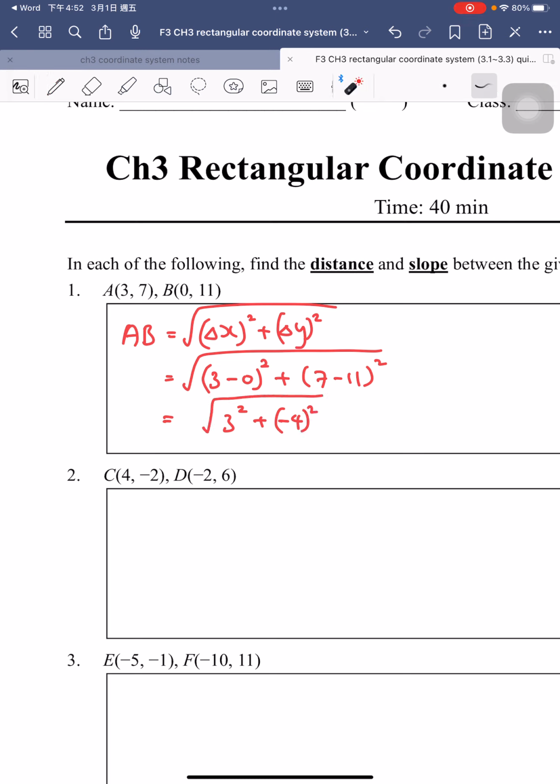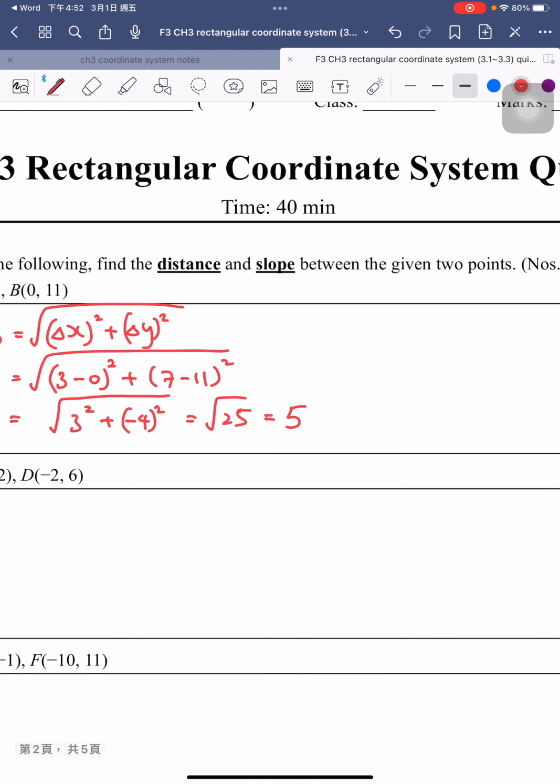So be careful, this negative 4 squared means negative 4 times negative 4, which will give you positive 16. So do not use the calculator to write something like this, which would give you negative 16. Now we use the calculator, and it's going to be equal to the square root of 25, so the distance between A and B is equal to 5.